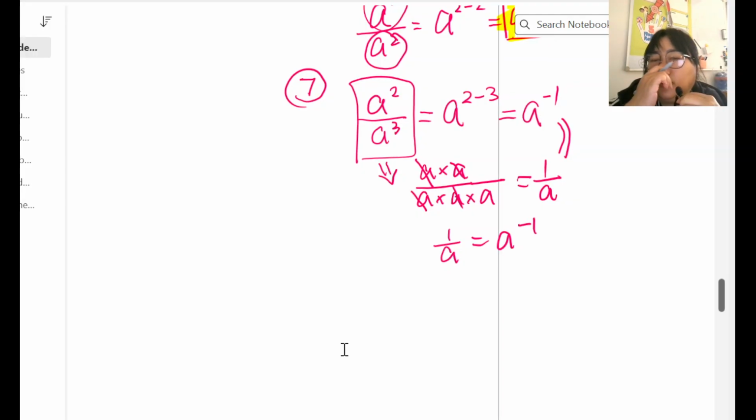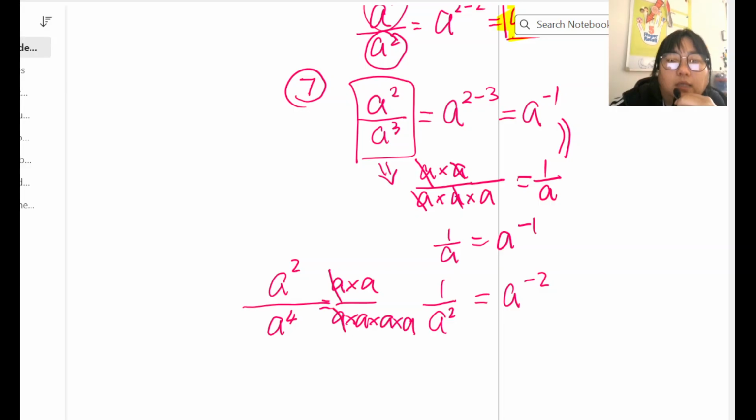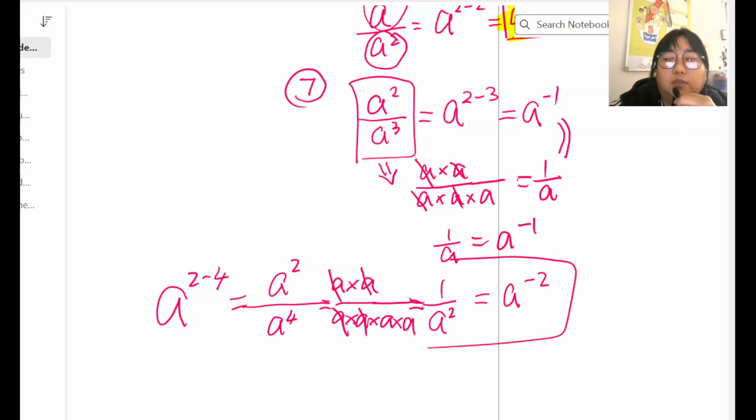And guys, so this one is a to the power of negative 1. So how about a to the power of negative 2? Think about that. So that means you should have 1 over a to the power of 2, and then that's equal. Why? Okay, we check. If I have a squared divided by a to the power of 4, that is 2 lots of a over 4 lots of a. Cancel a pair of those. This exactly equals 1 over a squared. And that is also equal to a to the power of 2 take 4, so negative 2. So they are equal.